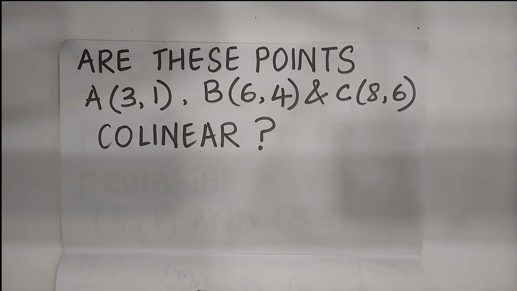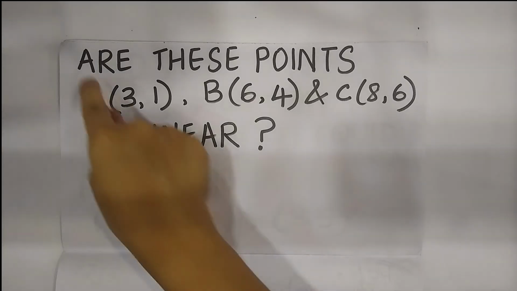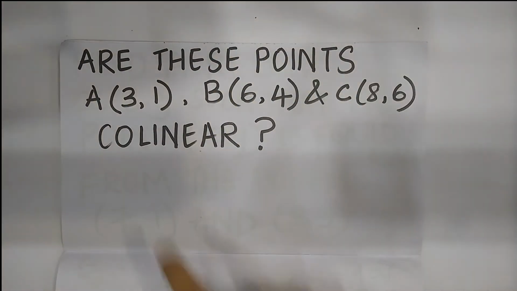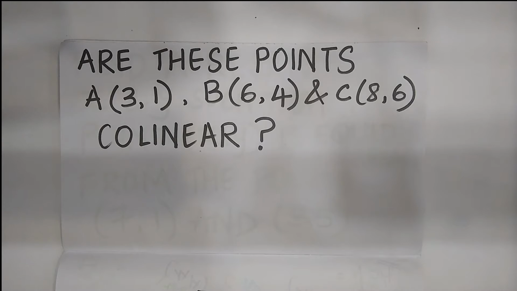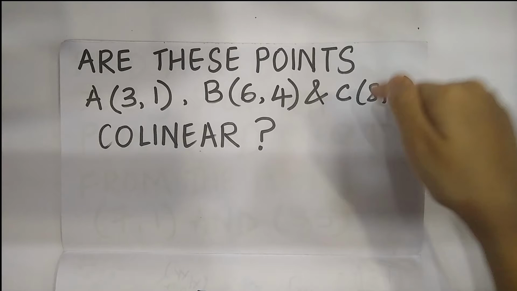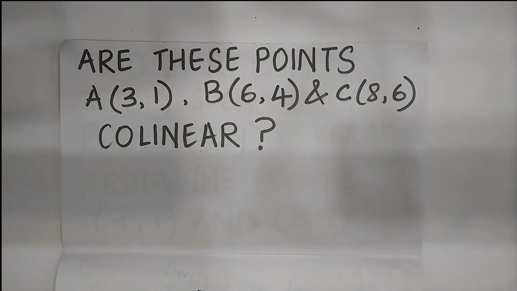So now this is your third problem. The problem states: are the point A (3, 1), the point B (6, 4) and the point C (8, 6) collinear? So what are they asking? Are these 3 points collinear? Let me tell you about collinearity now. What does collinear mean?